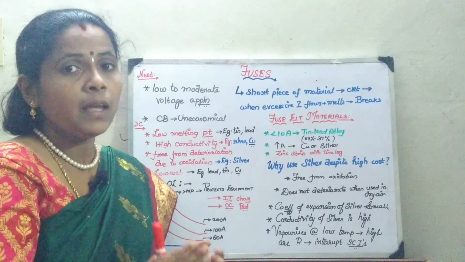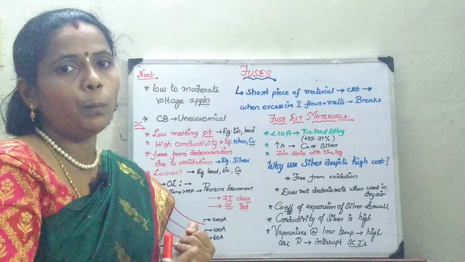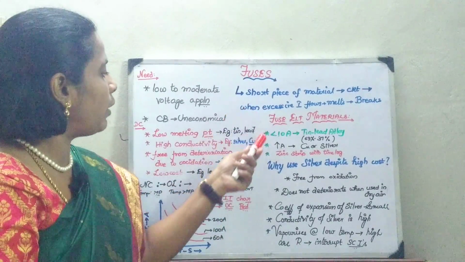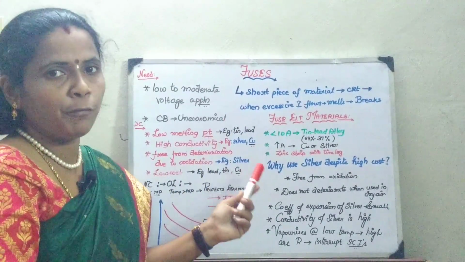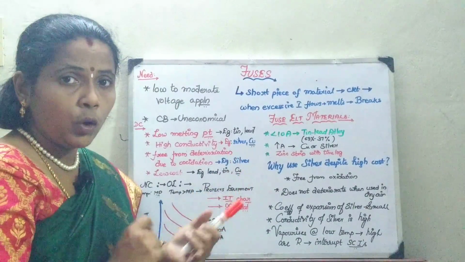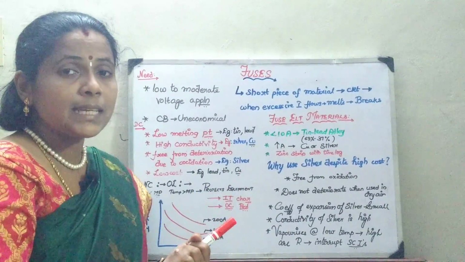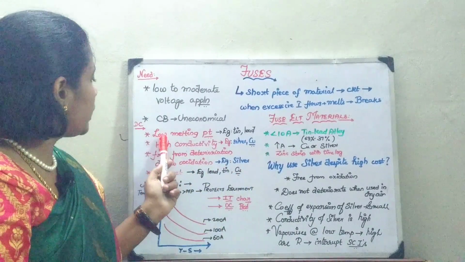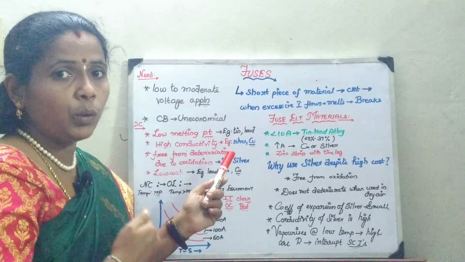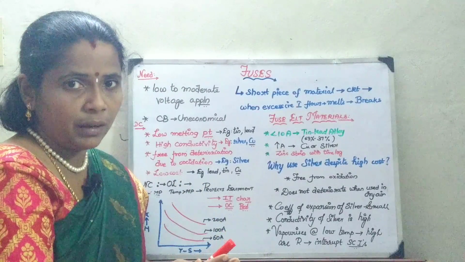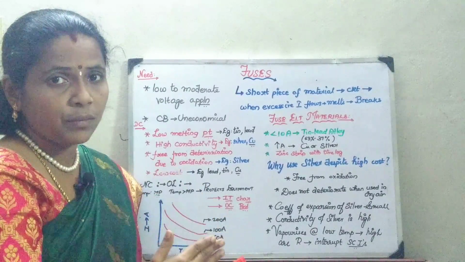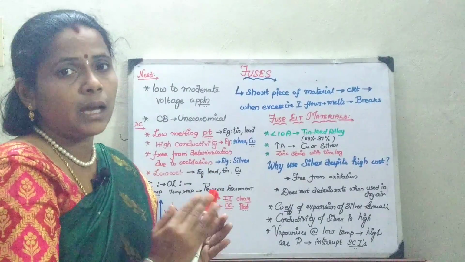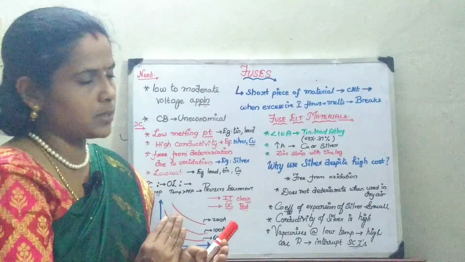The first thing is that it should have a low melting point. Materials like tin and lead are widely used for fuses. Because of the low melting point, whenever it acts as a protective device and excessive current comes, it immediately melts and protects the main power equipment against damage from the short circuit.